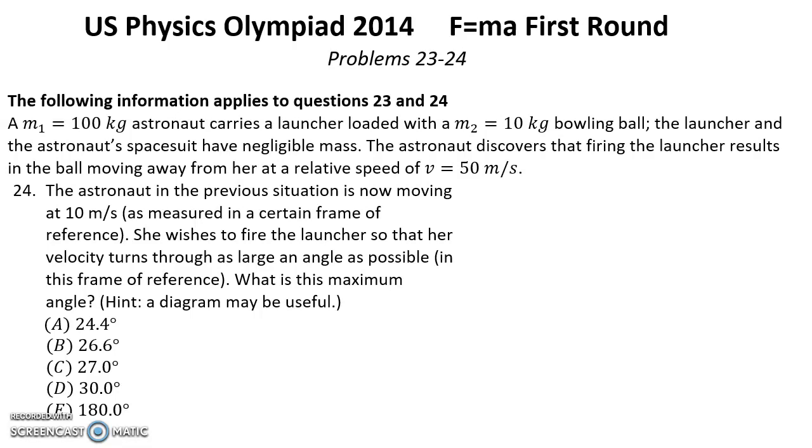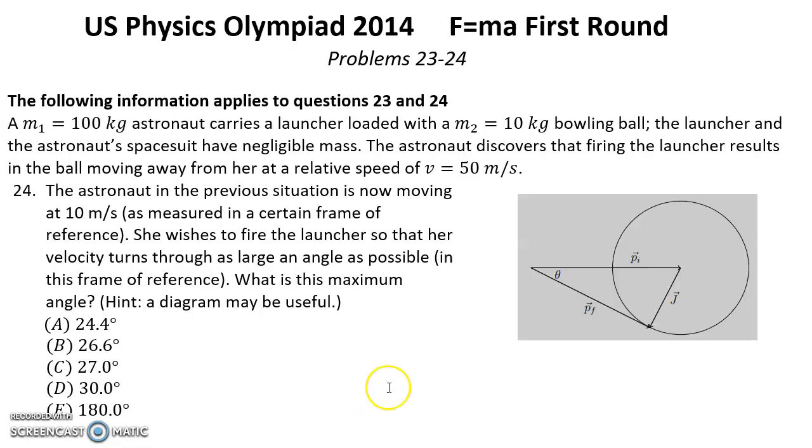Solution. Let's draw the diagram. Suppose that Pi is initial impulse of astronaut, and suppose that J is impulse given to this astronaut by the launcher. This impulse could be in any direction, so it means that the vector will circle, and the final impulse Pf could be a vector which is ending on this circle from the initial point.